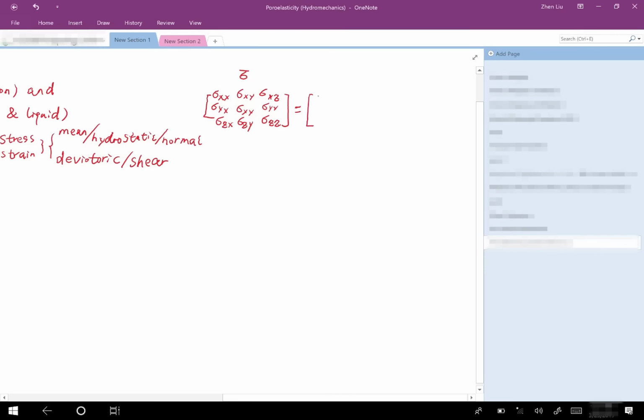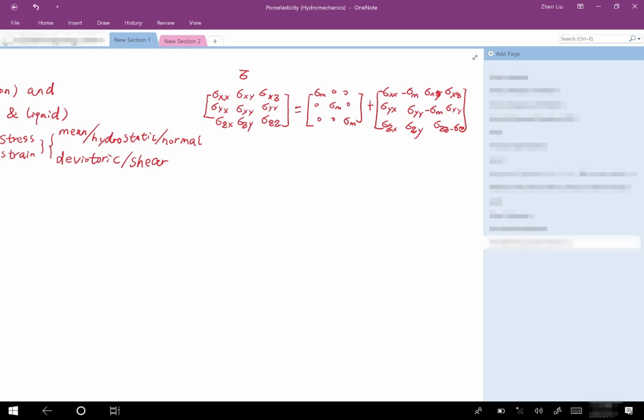One component is sigma m on the diagonal, with zeros elsewhere. The other part is sigma xx minus sigma m, then sigma xy, and sigma xz, and for the other two rows it's the same thing: sigma yy minus sigma m, sigma zz minus sigma m, and the off-diagonal terms sigma yx, sigma zx, sigma zy. Can everybody understand this?